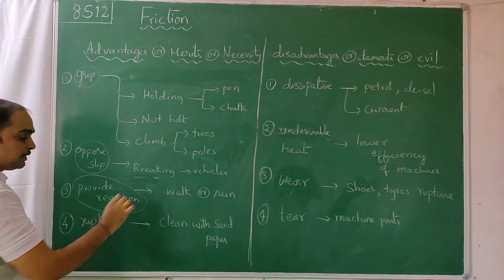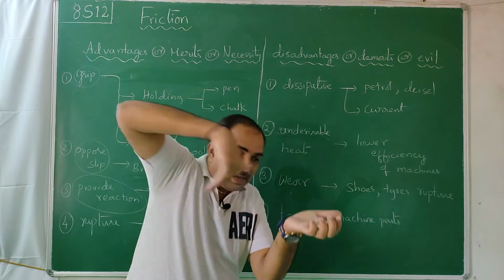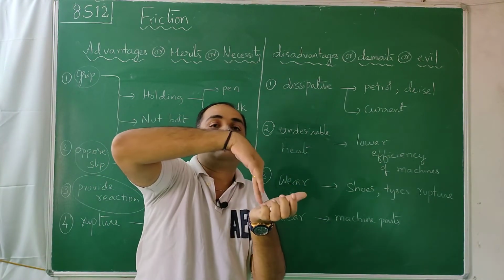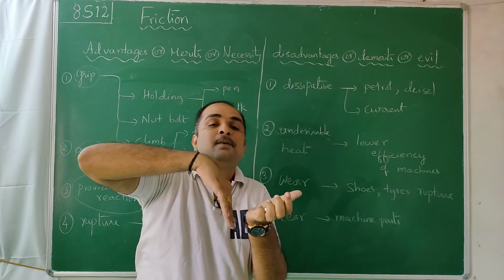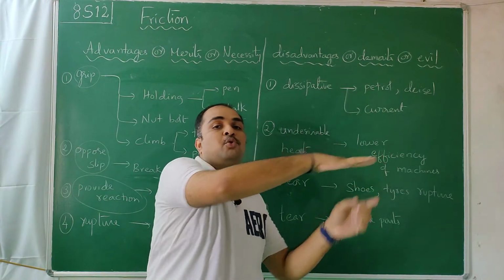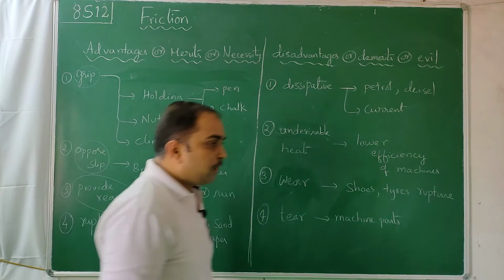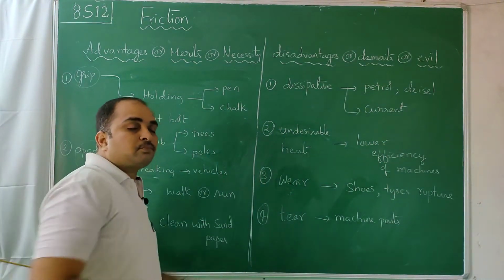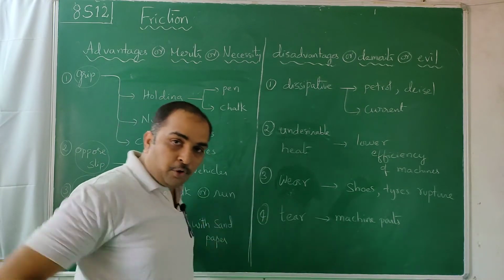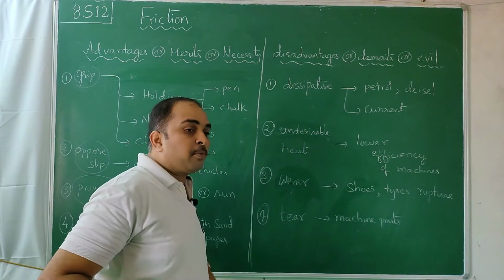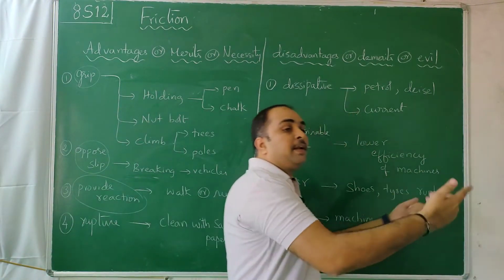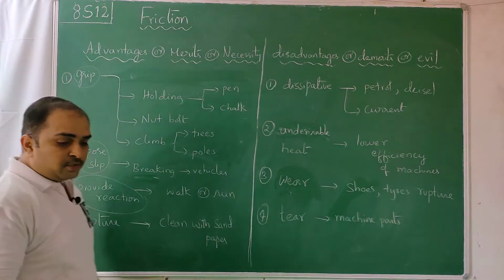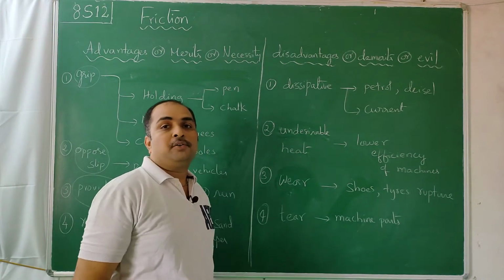Similarly, friction provides reaction. When you push with your leg like this, it is an action on the floor. The reaction makes you move forward. So I am able to walk forward by pushing the road or the floor backward. When I push the floor backward, I move forward. So friction gives a reaction to you, which makes you walk and run. Otherwise, if there is a smooth surface and you try to walk, you will fall down, you will never walk.